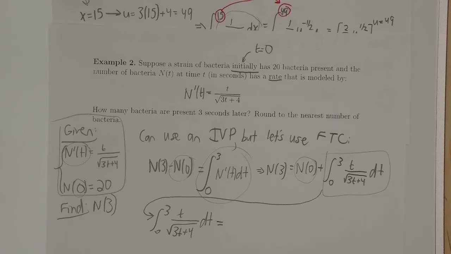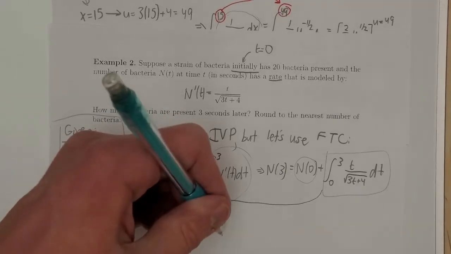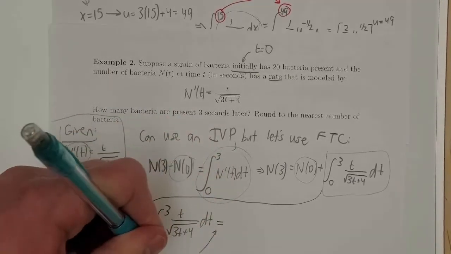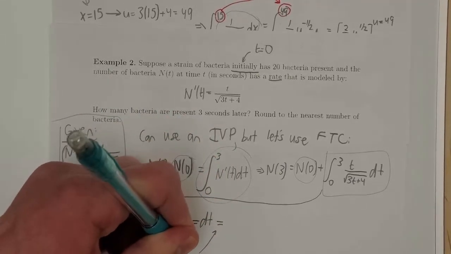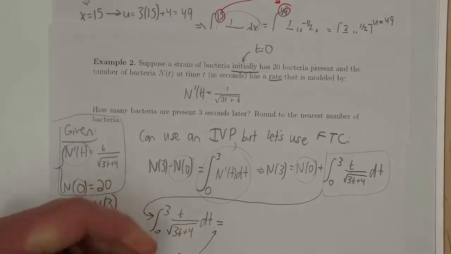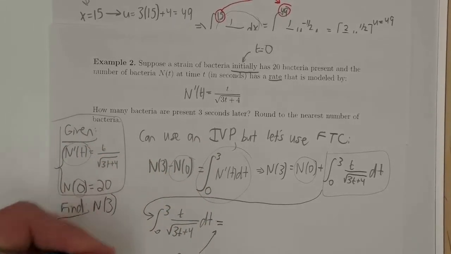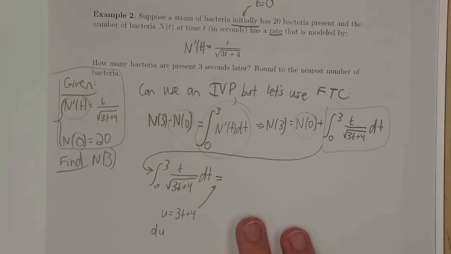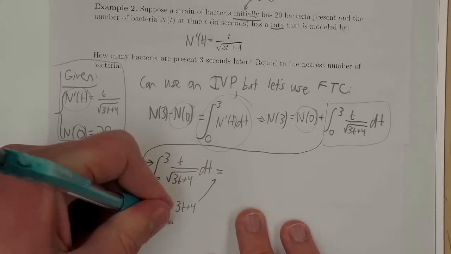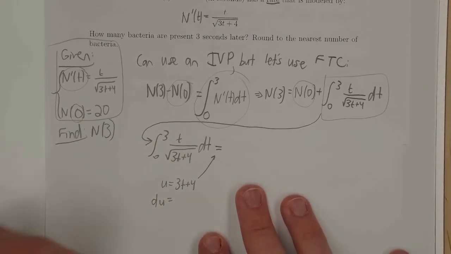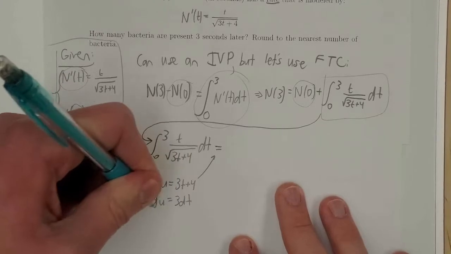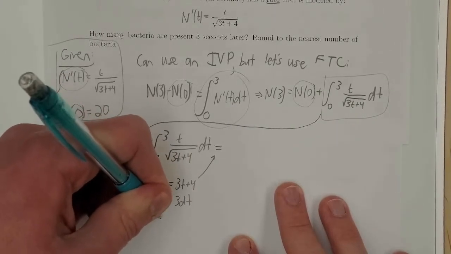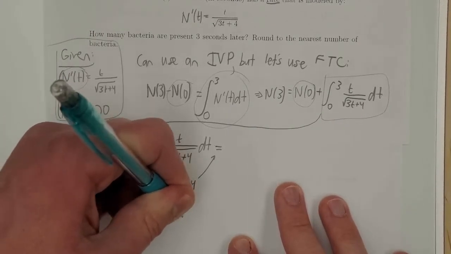Go ahead. 3t plus 4. Okay, let's use 3t plus 4. So, in this case, we have u equals 3t plus 4. So that means du, by similar reasoning as the warm-up, would have to be 3 times dt, and consequently, dt would have to equal du over 3.